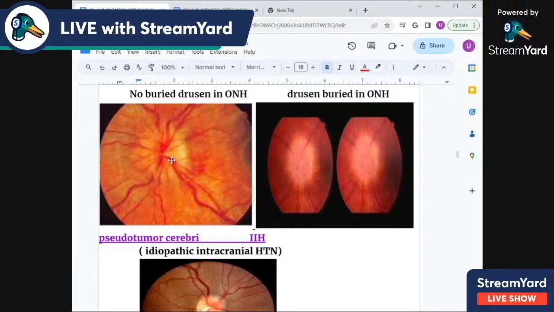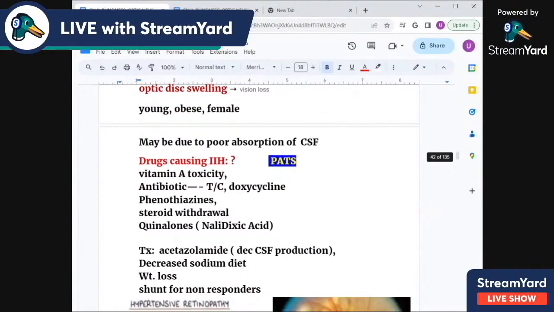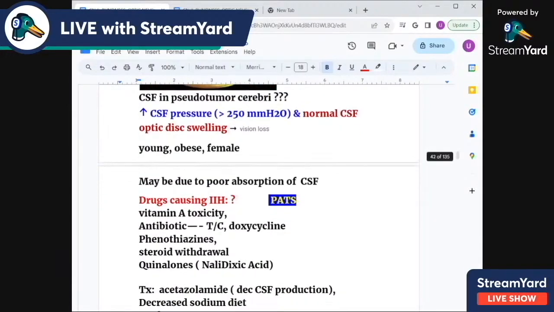Then we come to the pseudo tumor cerebri. So what happens with pseudo tumor cerebri? In pseudo tumor cerebri, there is bilateral optic swelling and increased intracranial pressure also. Both conditions meet with papilledema. So bilateral optic swelling with increased intracranial pressure. Its other name is idiopathic intracranial hypertension. But the CSF is normal. Pressure is more, but there is no other abnormality in CSF except that CSF pressure is increased. So that's pseudo tumor cerebri.